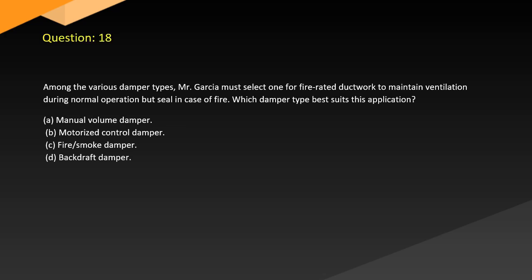Question 18. Among the various damper types, HRConquer must select one for fire-rated ductwork to maintain ventilation during normal operation, but seal in case of fire. Which damper type best suits this application? A. Manual volume damper. B. Motorized control damper. C. Fire smoke damper. D. Backdraft damper.